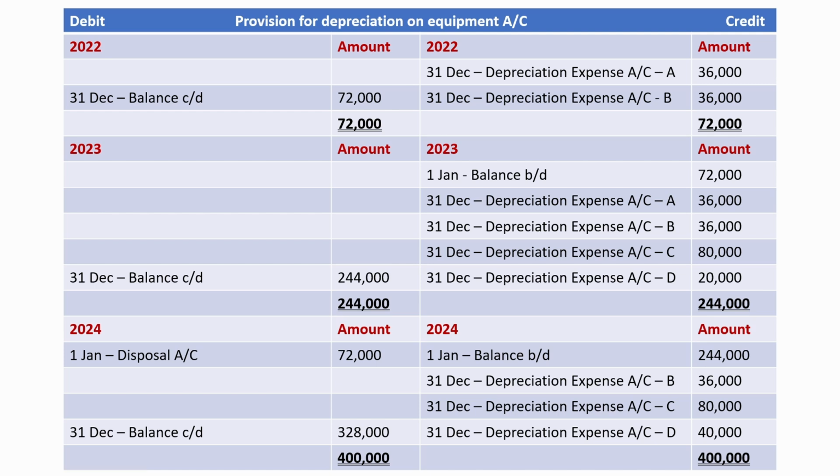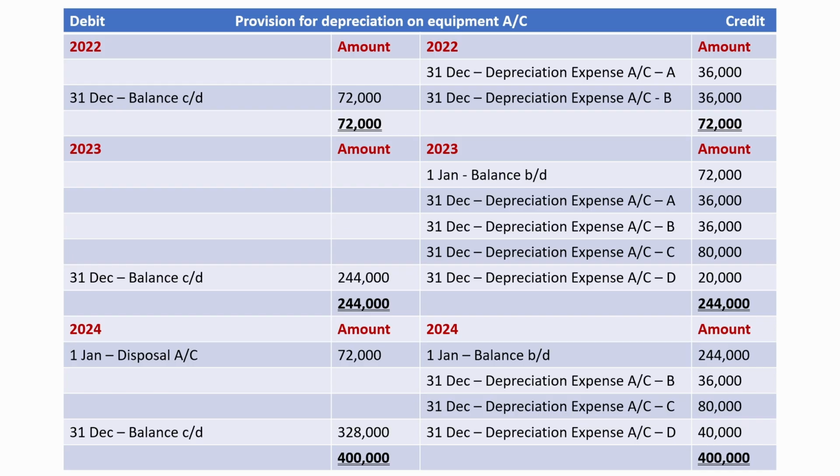So the cost was 200,000 for D. 20% multiplied by 200,000 will give you 40,000. So that is the correct depreciation expense for D for the year 2024. Then on the other side, in the question you are told that equipment A was disposed on 1st January. So when an asset is disposed, we are supposed to eliminate depreciation for that asset from the provision for depreciation account.